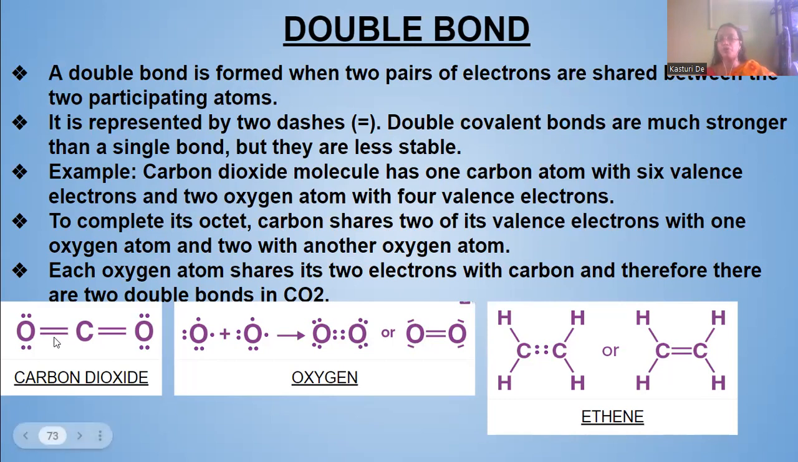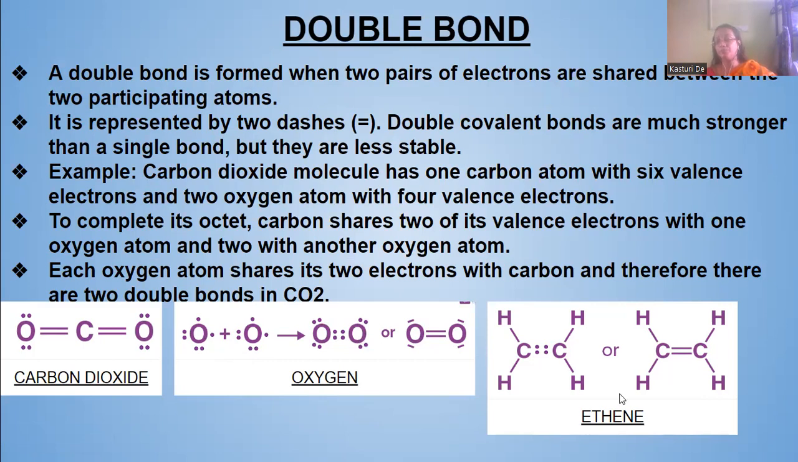See, 2 dashes between the carbon and oxygen. Now if 2 oxygen atoms combine, what happens? 2 electrons from each will be shared between the 2 oxygen atoms, forming O2.